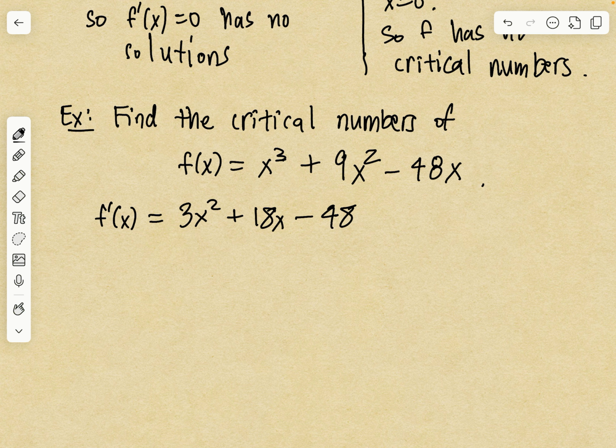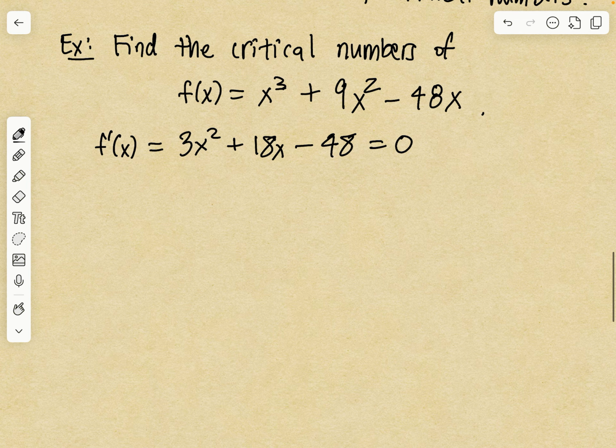Let's just make sure we understand how we did that. So the derivative of x cubed is 3x squared because you bring the 3 down and then you take away 1 from the 3 and that gives you 3x squared. For the 9x squared, you bring the 2 down. That's 9 times 2 in front is 18. And then the power of x becomes just 1, so it's just 18x. And then the derivative of negative 48x is negative 48. Okay, so now we set this equal to 0 and solve for x.